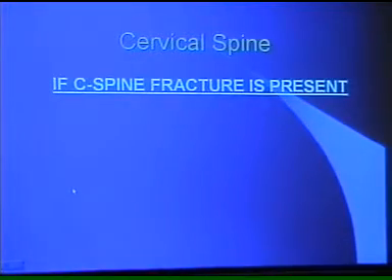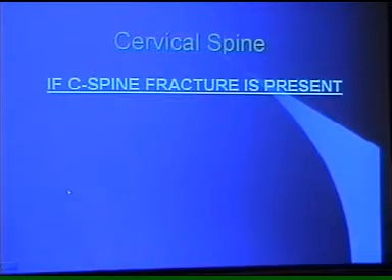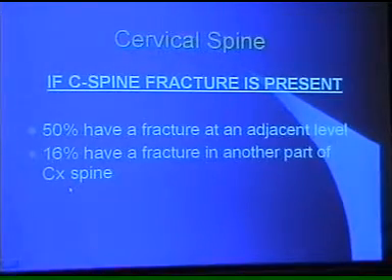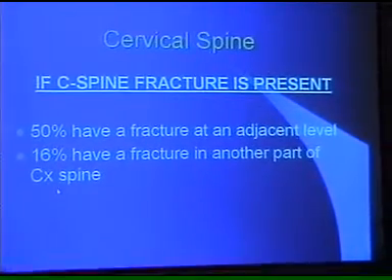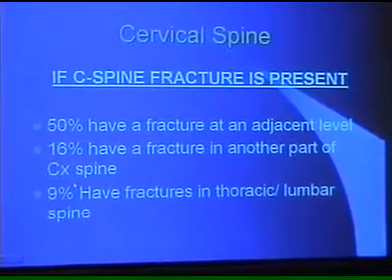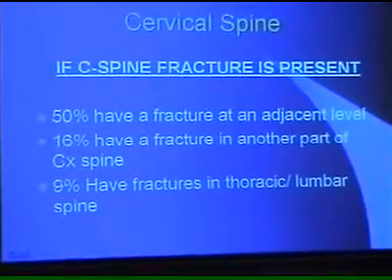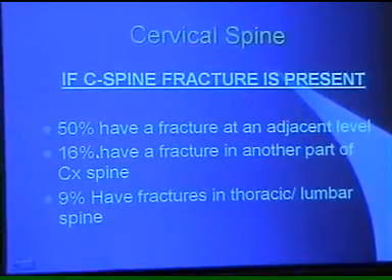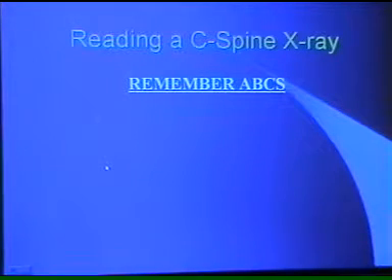Now, looking at a cervical spine X-ray, there are a few points I want to make. If you see a cervical spine fracture, any fracture anywhere on the cervical spine, 50% will have an adjacent level injury, 16% will have a fracture at another part of the cervical spine, and 9% will have a thoracic or lumbar spine injury. It's quite a high percentage for not screening the rest of the spine. So that's what we do. If there is a cervical spine fracture, on the secondary survey the rest of the spine is either X-rayed or examined. And I think you will like this part of my presentation, how to read a cervical spine X-ray.